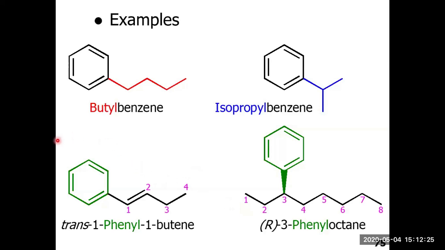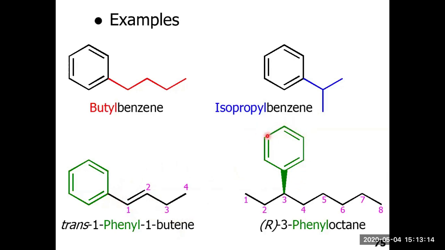All right, let's take a look at this example here. So we have here a benzene ring, and this ring is attached to a 4-carbon alkyl group, and the alkyl group contains a double bond. And in this case, the benzene ring is treated as a substituent of this alkyl group. So this one is named as trans-1-phenyl-1-butene. So this becomes the parent.